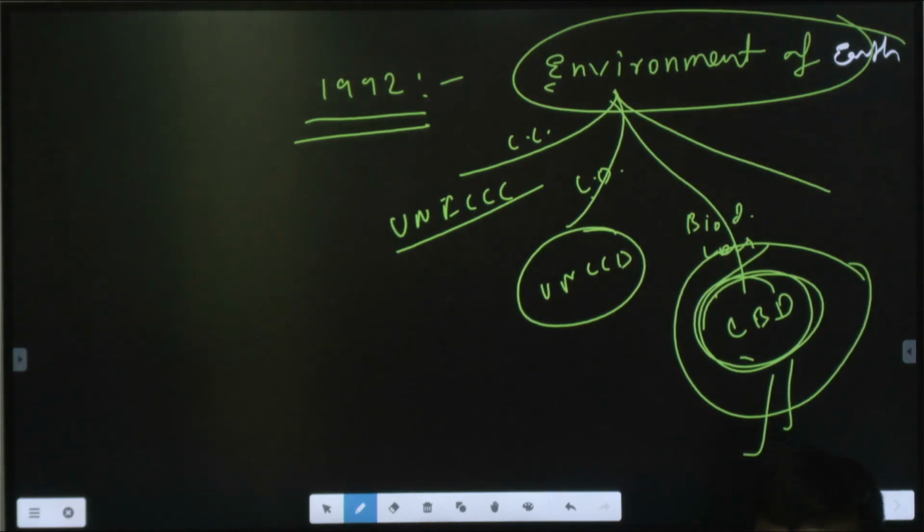So this third function of NBA is what? To regulate the procedure of granting IPR to a foreign entity who used any biological resource of India for introducing his own concept.